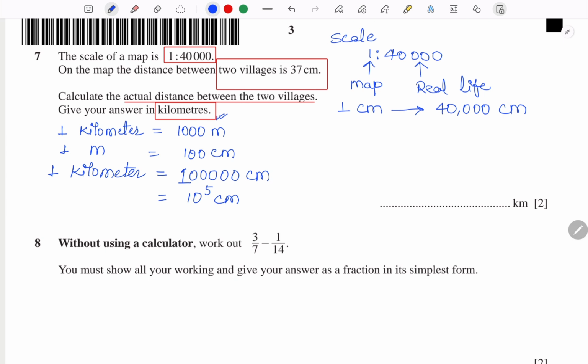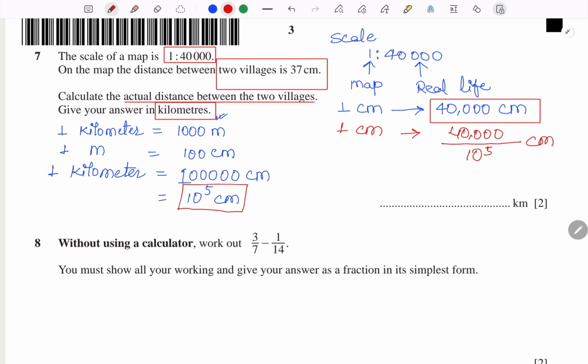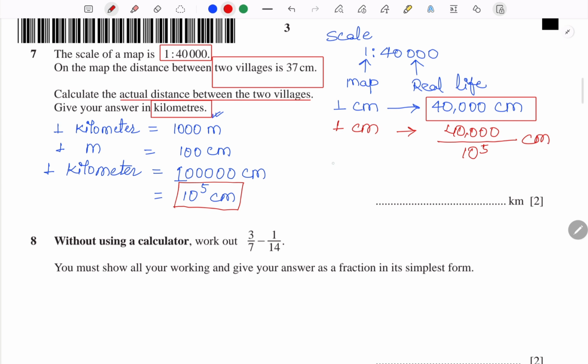With that in mind, I can convert this 40,000 centimeters into kilometers. How? 1 centimeter will be equivalent to 40,000 divided by this number, 10 to the power 5 centimeters. If I do the division, I will be left with 1 centimeter is equal to 0.4 kilometers. So this is the conversion scale in kilometers.